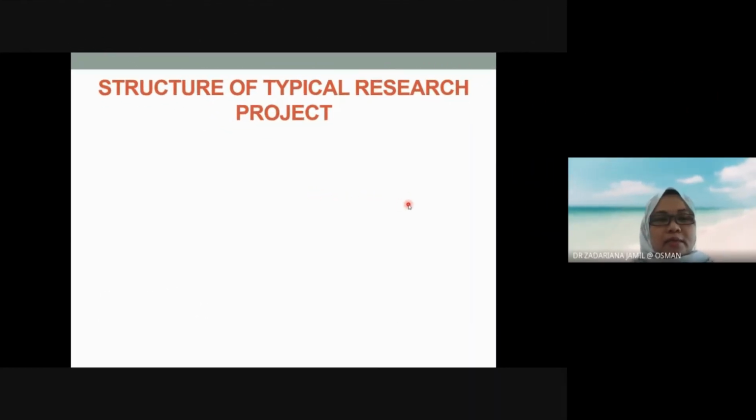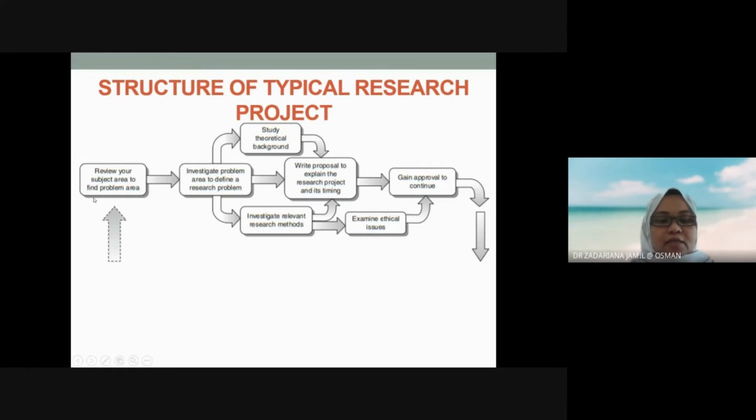Let's look at the structure of a typical research project. What is the structure? The first one is you need to review your subject area or your interest area to find a problem area. And then you need to investigate the problem, and then define the research problem.